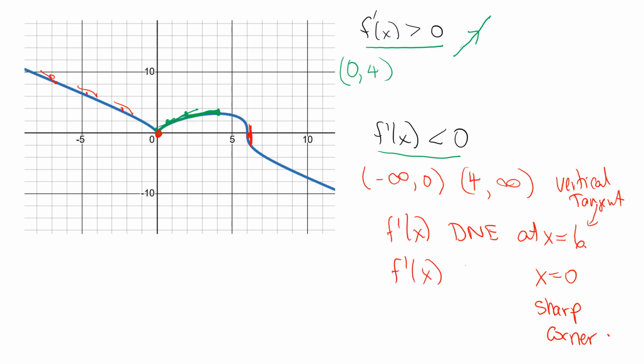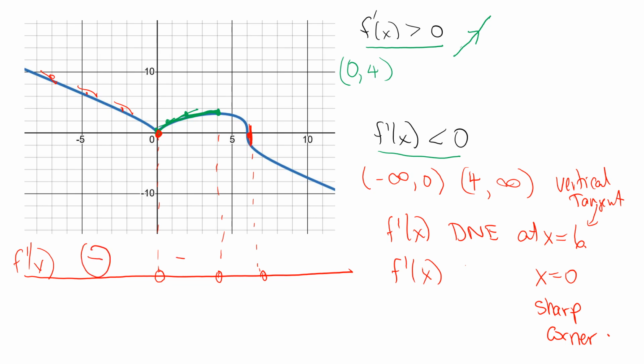Now, if I was to draw a sketch of what the derivative looks like, I would put where my derivative doesn't exist and where it's 0 on a number line, and then plot what happens to f prime of x, whereas the slope is negative in here, positive here, negative here, and negative here. And that means it's going down, up, down, down.